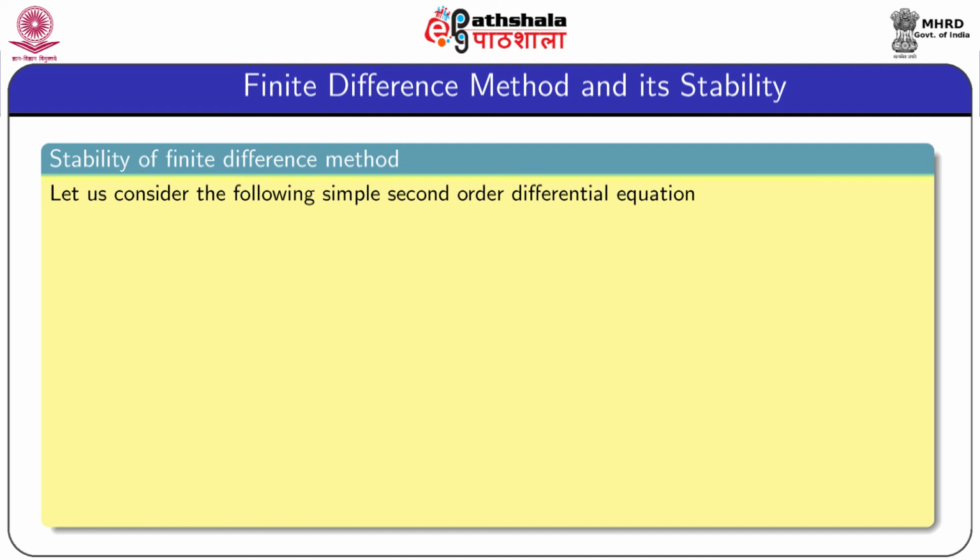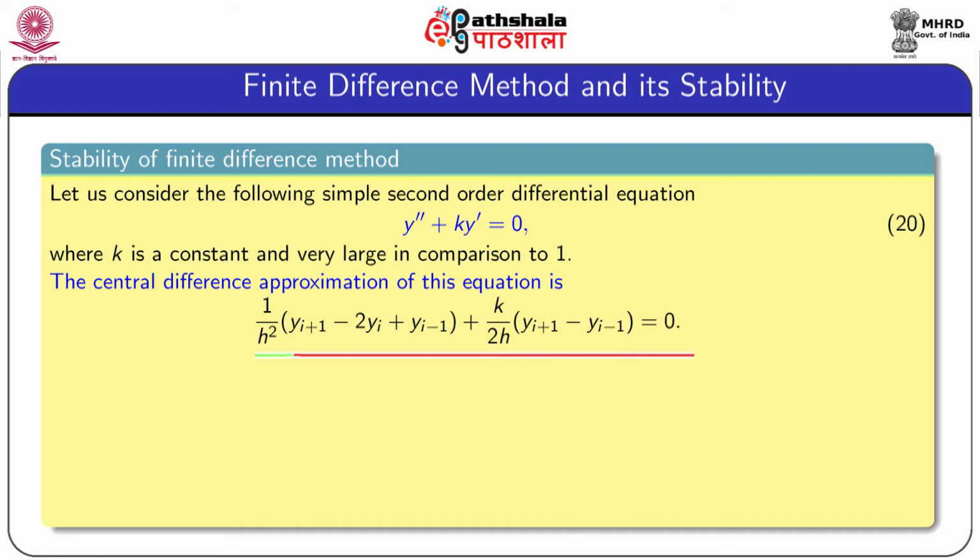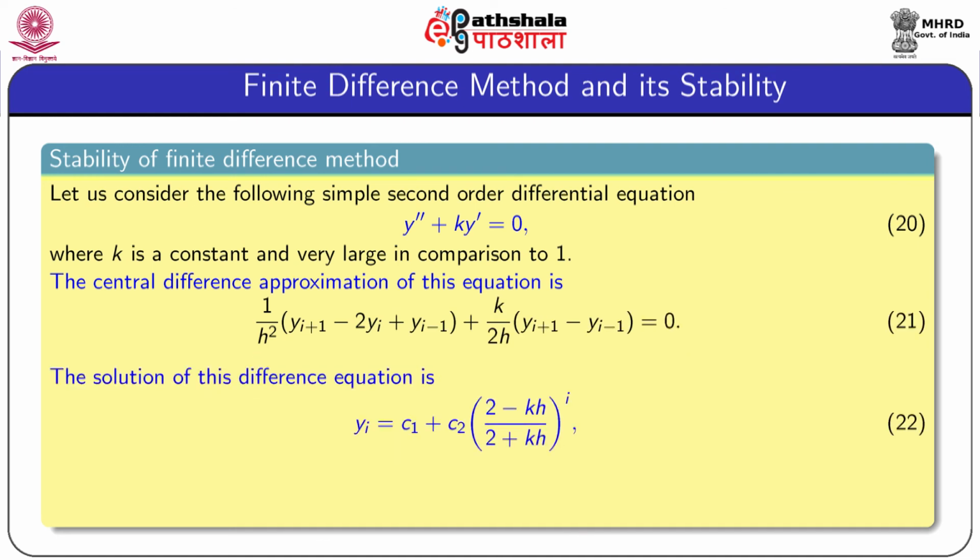For this case, we consider the following simple second order differential equation. This is called the standard or model second order differential equation, which is given by equation 20, where k is a constant and very large in comparison to 1. So, k is an unknown quantity, or it is called the parameter of the differential equation. Now, the central difference approximation of this equation is given by equation 21.